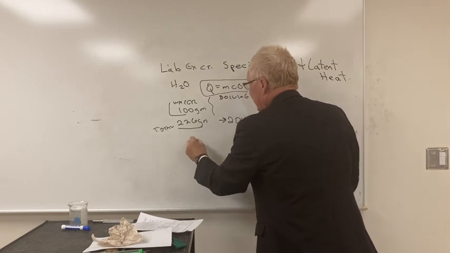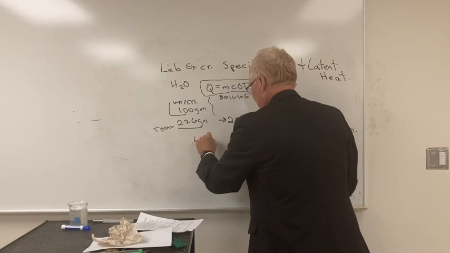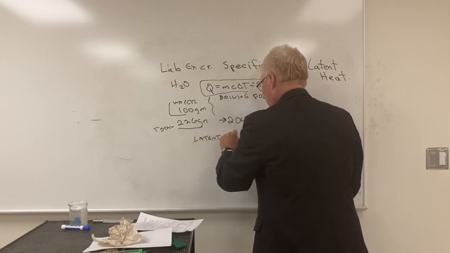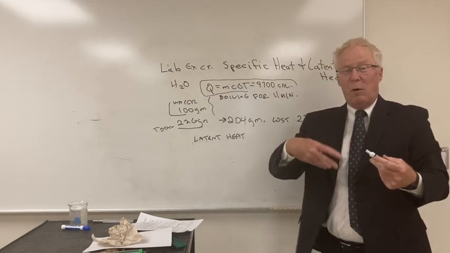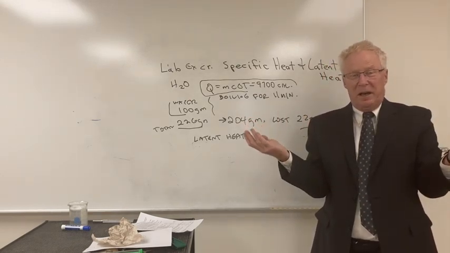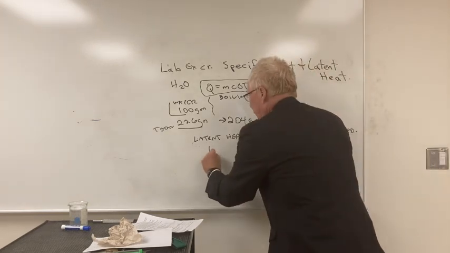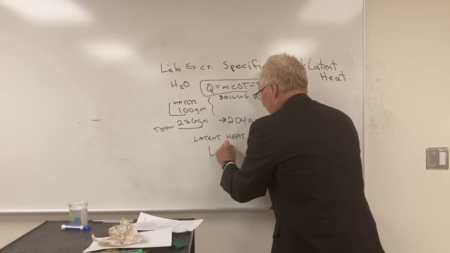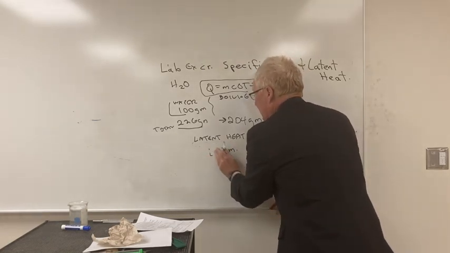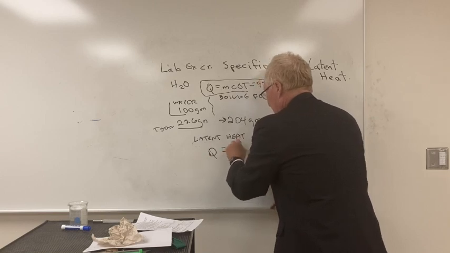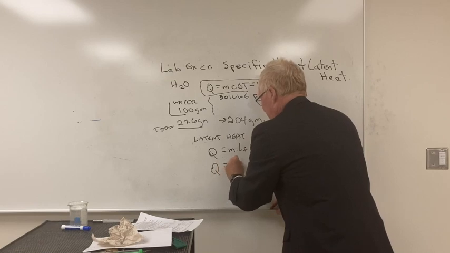For boiling, latent heat, and again, the reason we have latent heat is that it's hidden heat. As we showed, as the water boils, the temperature doesn't get any higher. It just boils away. So we have latent heat of fusion, which is mass times LF, and for boiling, mass times LV.